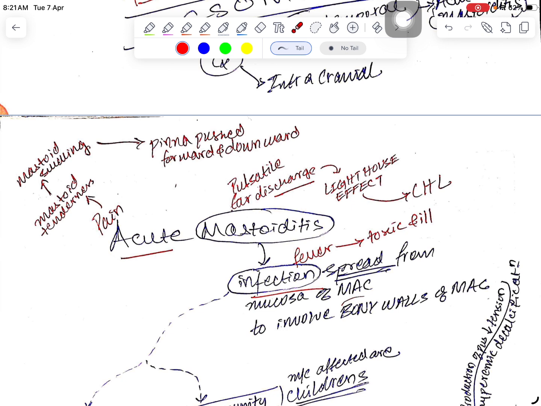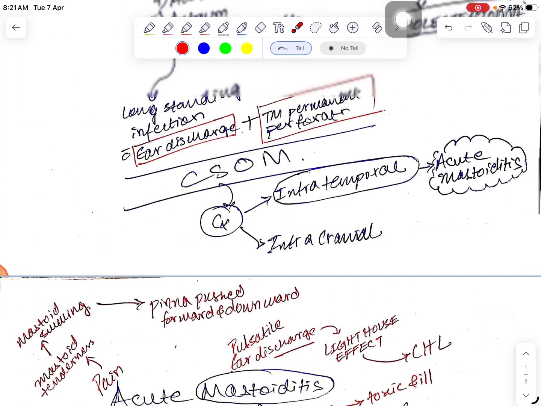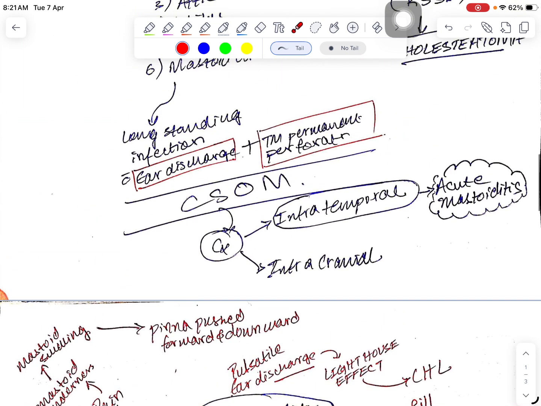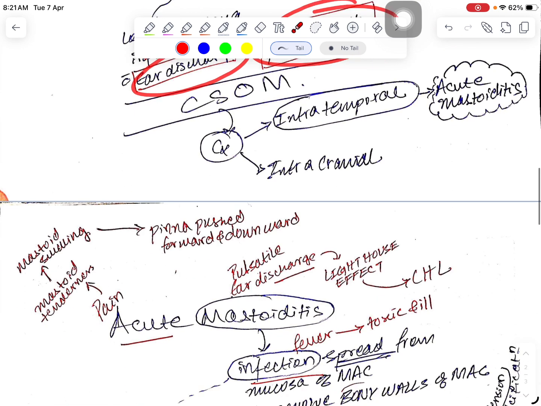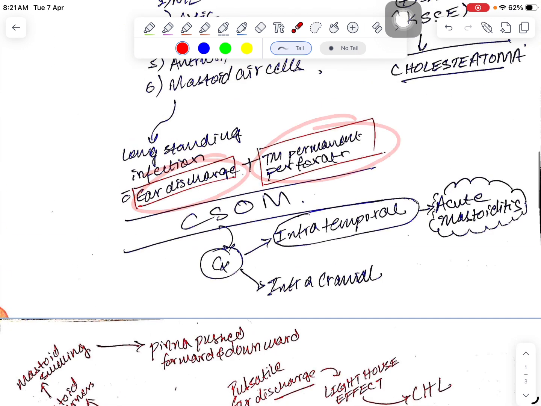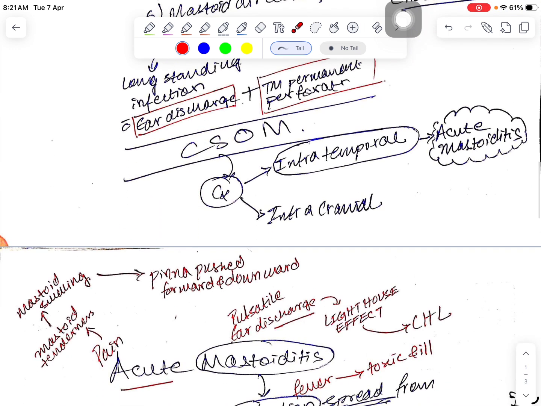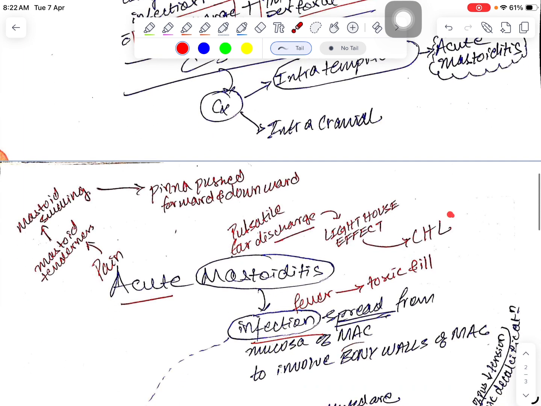Now coming to the mastoiditis, this ear discharge is there, right? Because of the tympanic membrane perforation, there is ear discharge. This ear discharge is pulsatile. It comes in pulses, first and then second, like this. So that is called the lighthouse effect. Because of this permanent tympanic membrane perforation, there will be conductive hearing loss. This is also a sign.